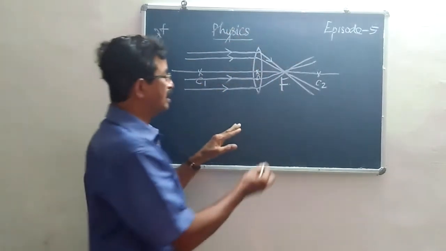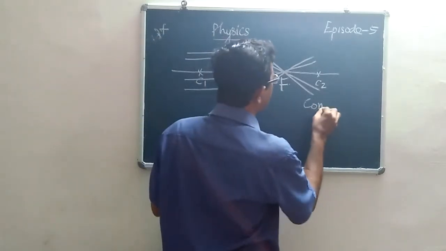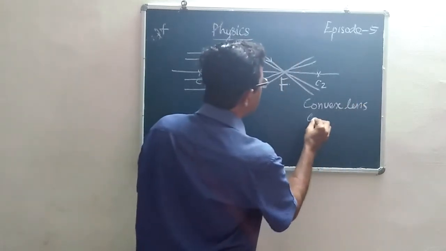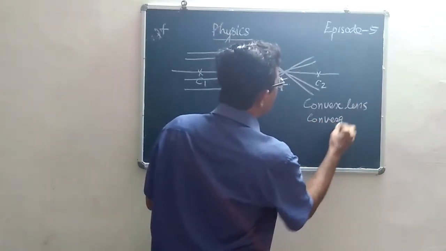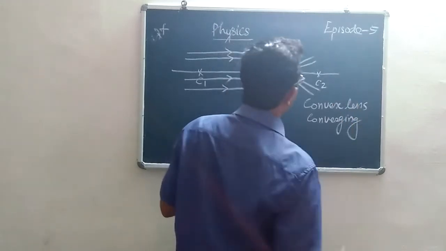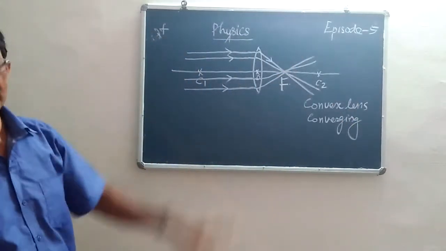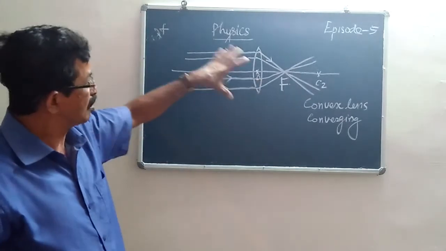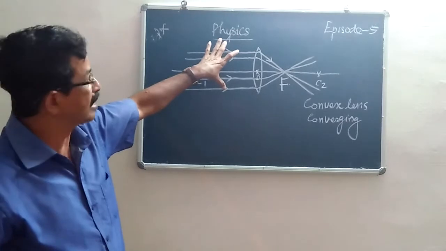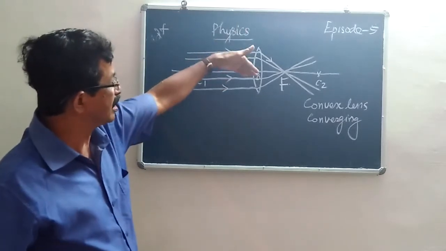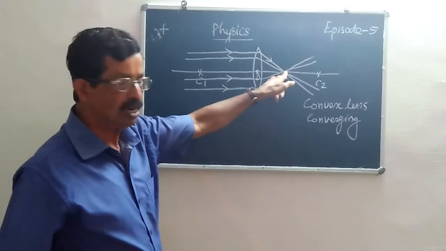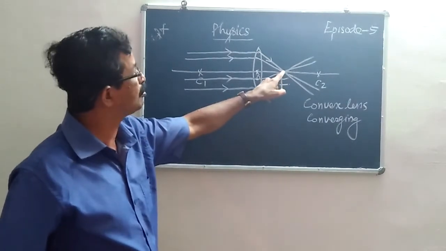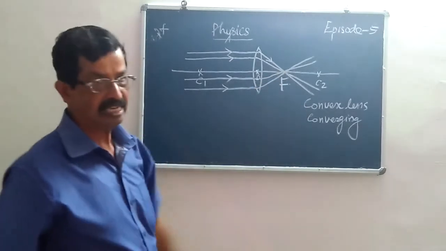So this convex lens we also used to call a converging lens. Sometimes it can be asked in this way: why is a convex lens called a converging lens? Because all the rays parallel to the principal axis, after refraction in it, pass through a point on the principal axis, so that lens is also called a converging lens.